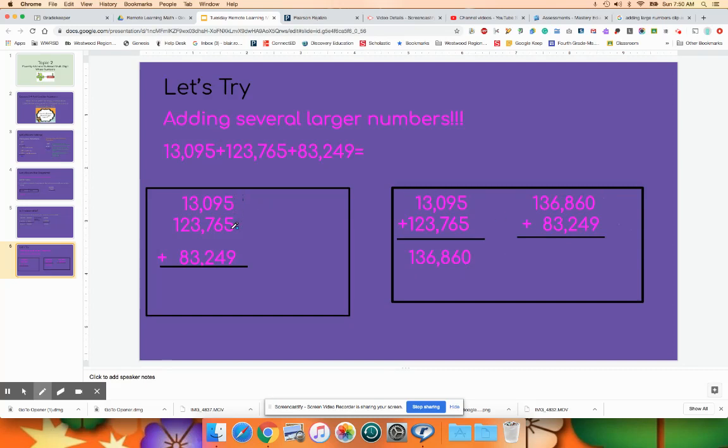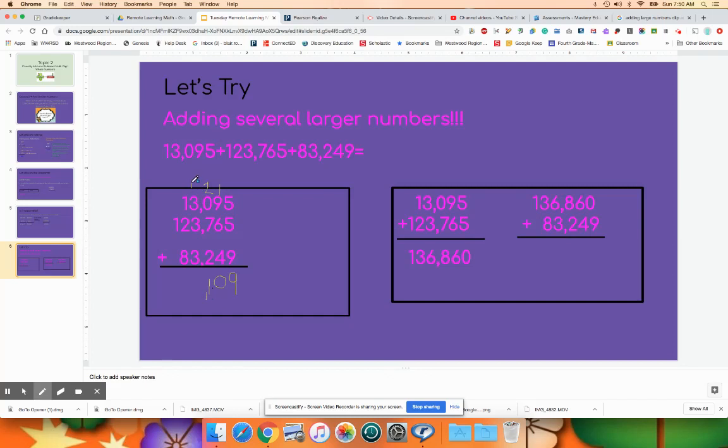So 5 and 5 is 10. 10 and 9 is 19. I'm going to carry up my 1. Again, I always add my carried digit first so I don't forget it. So 9 and 1 is 10. 10 and 6 is 16. 16 and 4 is 20. Ooh, that's not a pretty 2. That's better. 2 and 7 is 9. 9 and 2 is 11. I also put my comma so I don't forget.